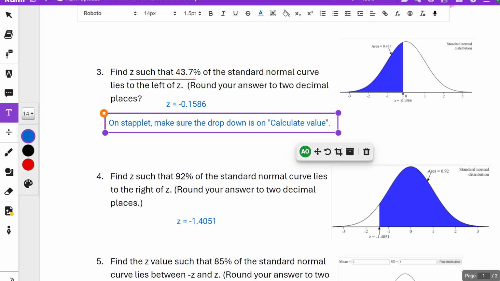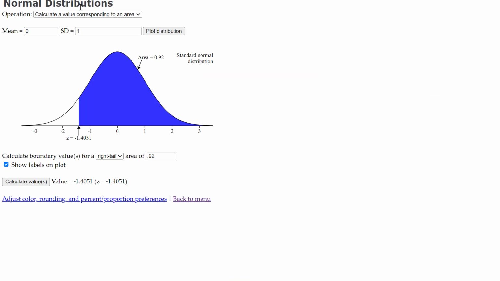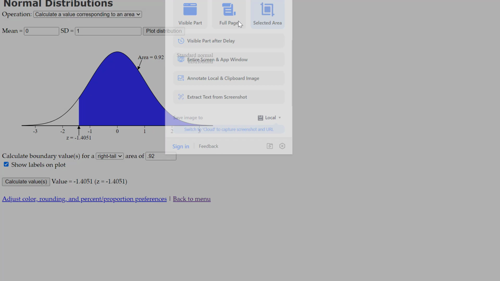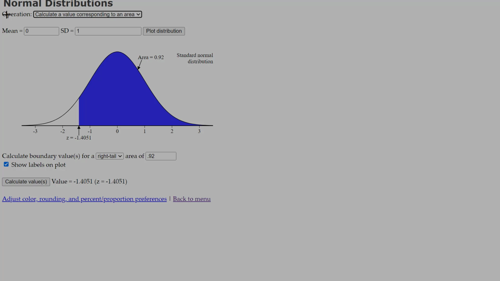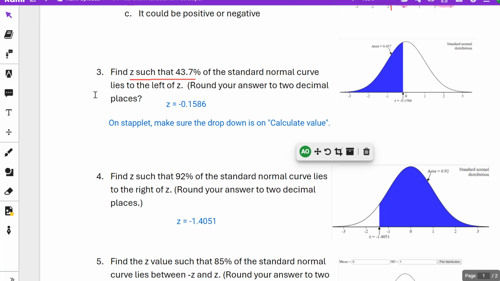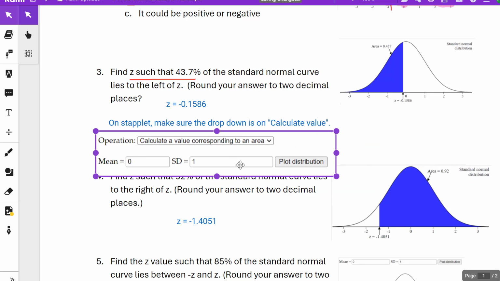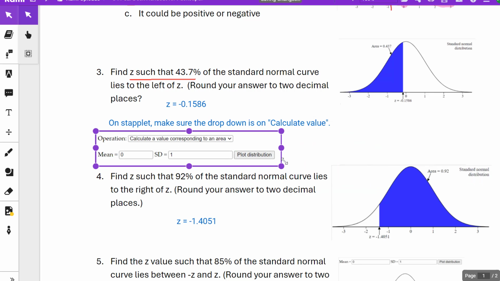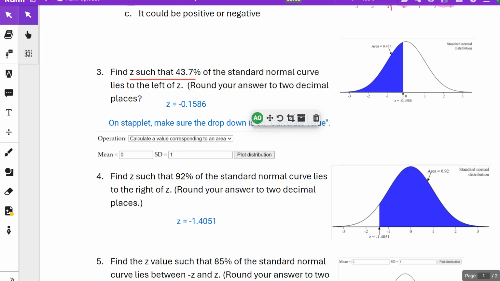All right. So you want to make sure the drop down's on calculate value right there. And I'll take a little picture just to make sure. So operation is calculate value. So that's what you want. We'll put that here. Since I can stick some extra notes in here, right? And then it's pretty straightforward.